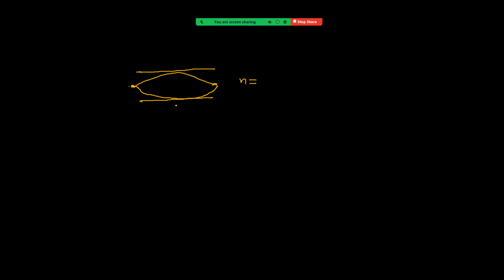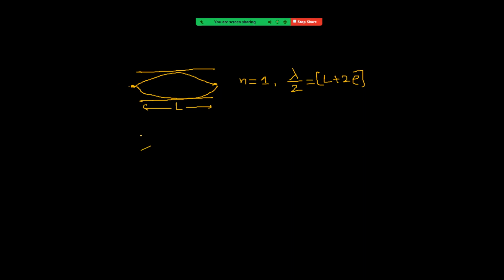And in this, see carefully, n equal to 1. Lambda by 2 is equal to L plus 2E. Why have we taken 2E? Because this node is slightly outside, and this node is also slightly outside. So adding E here and adding E here, the total is now 2E. So L plus 2E is now lambda by 2. From this we get the value of lambda.